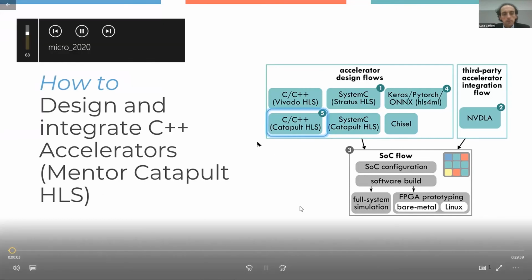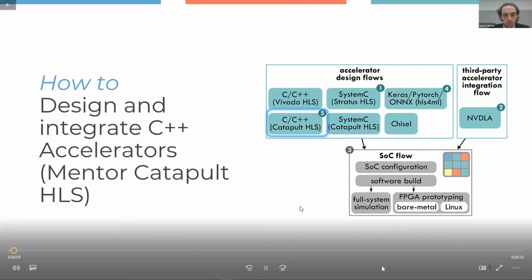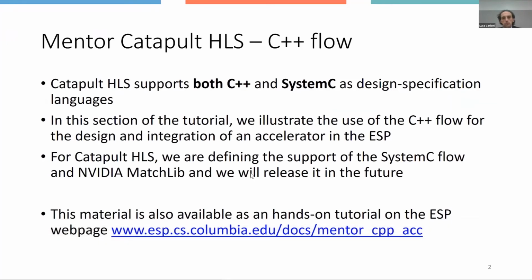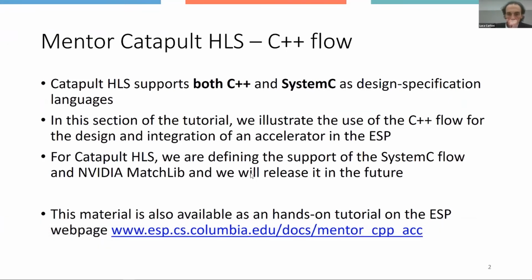Welcome to the fifth section of our tutorial on ESP, an open source platform for agile system-on-chip development. In this section, we will illustrate how to design an accelerator with the C++ flow of Mentor Catapult HLS. Please note that Catapult HLS supports, as design specification languages, both C++ and SystemC. In this part of the tutorial, we will describe some aspects of the C++ flow and the integration of the accelerator in ESP. We are working on the Catapult HLS SystemC flow and its integration with NVIDIA MatchLib.